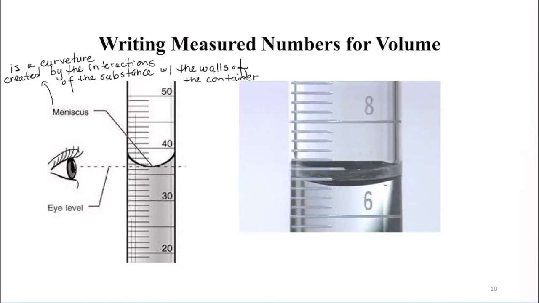The reason why I define it as just the curvature is because this curvature can be pointing down, which means that it is concave, or it could be convex, which means that that curvature is going to be pointing up. Most substances make that concave curvature, meaning the one pointing down. So whenever we're reading volume in an instrument, in our curvature, as you can see, the curve is pointing down, then in order to accurately measure that volume, we need to look at the bottom of the curvature, okay?